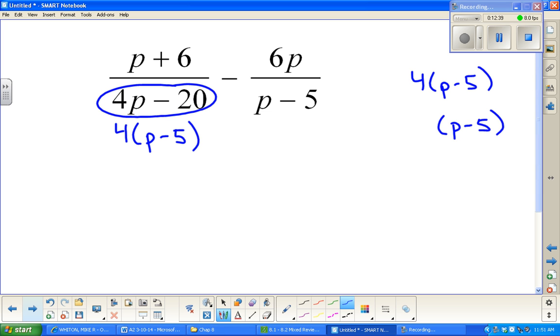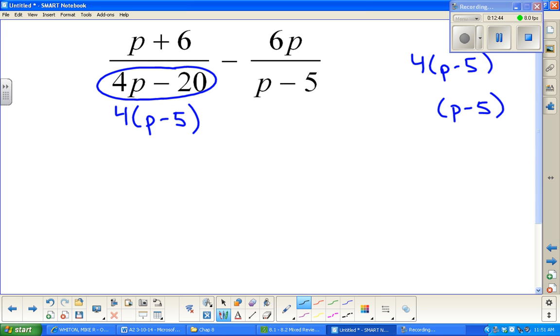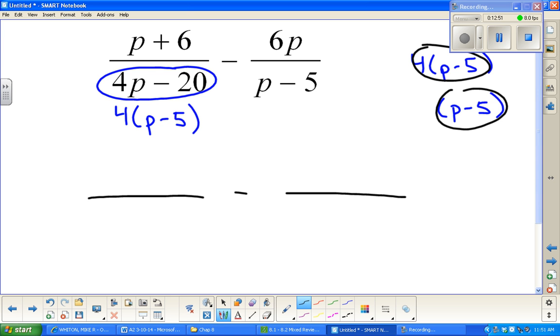So the least common multiple of those two things will be our common denominator. Okay, so I'm going to rewrite the problem. I need to get a p minus 5, and I need to get a 4 times p minus 5. Okay, so if we use this first one, the 4 and the p minus 5, that is going to be the least common multiple of our two denominators. We needed the factor of 4. We needed the factor of p minus 5. I didn't need another factor of p minus 5 because I already had it in the first one.